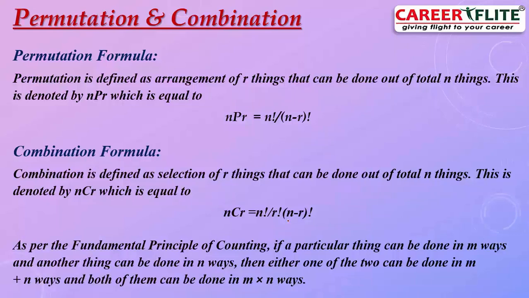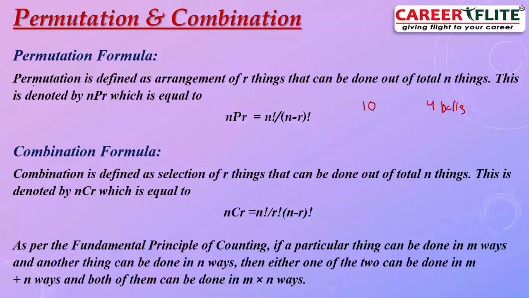So what is permutation and combination? Permutation is defined as an arrangement of r things that can be done out of a total of n things. Suppose we have 10 balls. We need to draw 4 balls from 10 balls and we must arrange them. When it comes to arrangement, we use permutation.